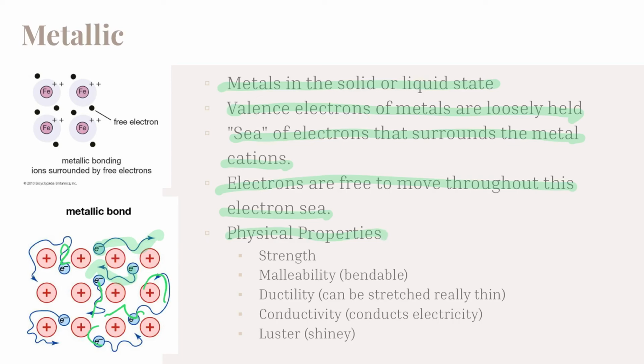The physical properties of metals are that they have incredible strength, they're malleable, ductile, conductive, and lustrous. The difference between metallic bonds and ionic bonds with the conduction of electricity is that metallic bonds can conduct electricity in any state, so solid, liquid, or gas. And ionic bonds can only conduct electricity in liquid or when dissolved in water.